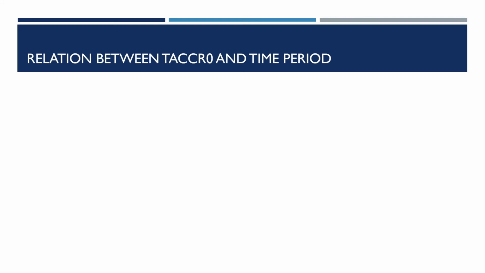Now, there has to be some relation between the time period and TACCR0 as well, because I am not going to feed the value directly. I would rather know the time period that I'm interested in. So let's understand the relation between the TACCR0 and time period. It's quite straightforward. So it is equal to F into T by D minus 1.